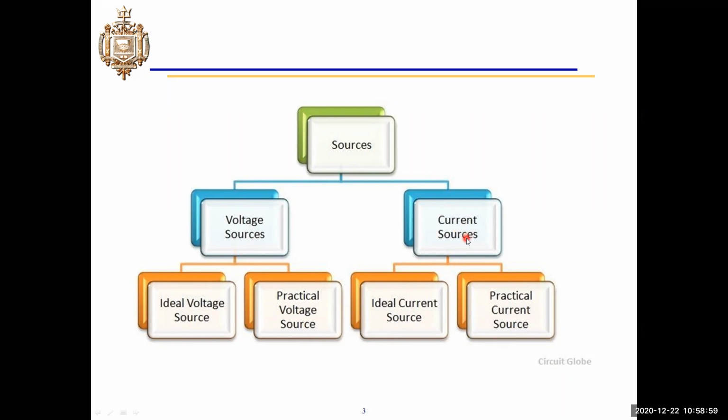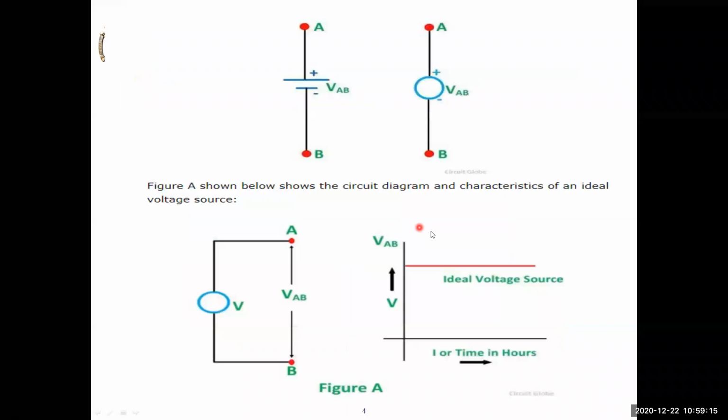And under current source, ideal current source and practical current source. So you have to classify the sources like this. It's clear? Under voltage source, ideal and practical. Under current source, ideal and practical. Okay, so let us consider the ideal voltage source.